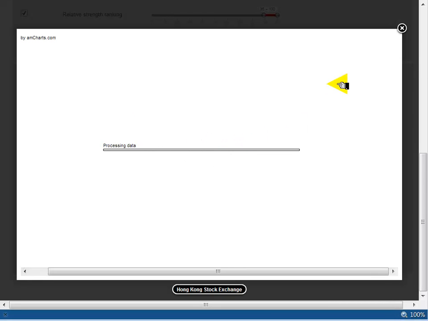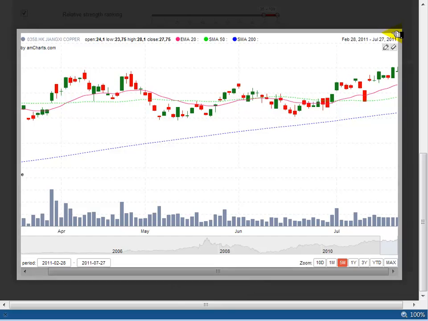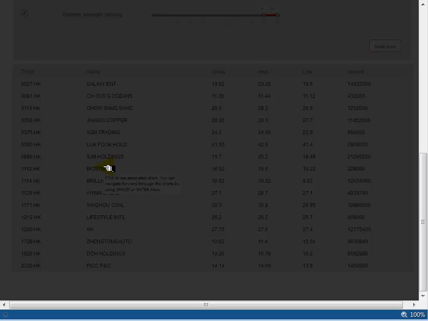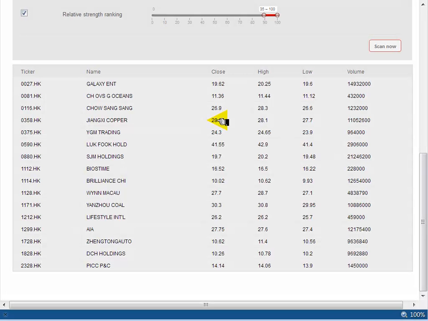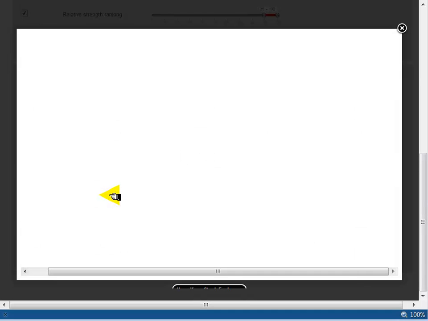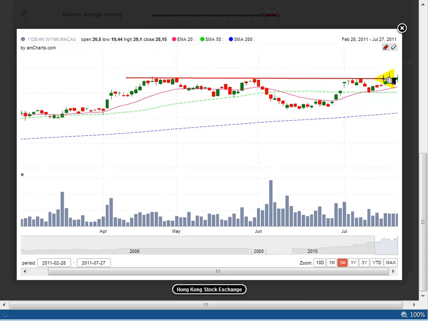And this is Jiang Copper. Here again, it's a stock that's at a new high above all its moving averages. So these are all the strongest stocks out there in the market right now. Here's another one, Win Macau. This is a nice pattern. You can see that this is poised to break out. It's been consolidating near its highs, and it's poised to break out above horizontal price resistance. So that's a potential buy entry.